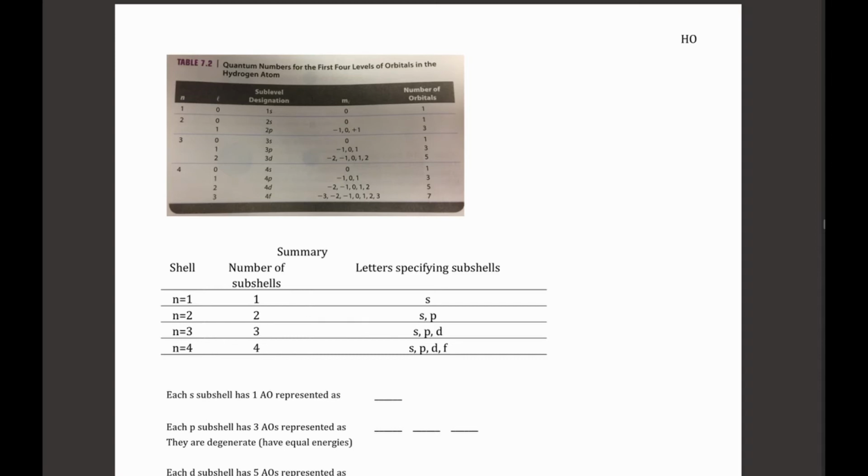When N is 2, L can be 0 or L can be 1. When L is 0, we have a 2s atomic orbital. M sub L is only 0, so there's just one orbital there. When L is 1, we have the 2p atomic orbitals. M sub L can go from -1 to 0 to +1. That is to say, there are 3 atomic orbitals. So go down the line making sense of those.